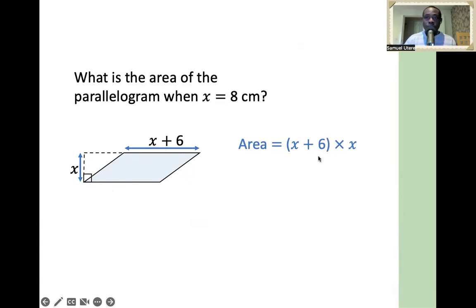So all we need to do, we've been told what x is, we substitute the number 8. So remember your order of operations. We're going to have to do the bracket first. So 8 plus 6 is 14. 14 times 8 will be 112 centimeters squared.